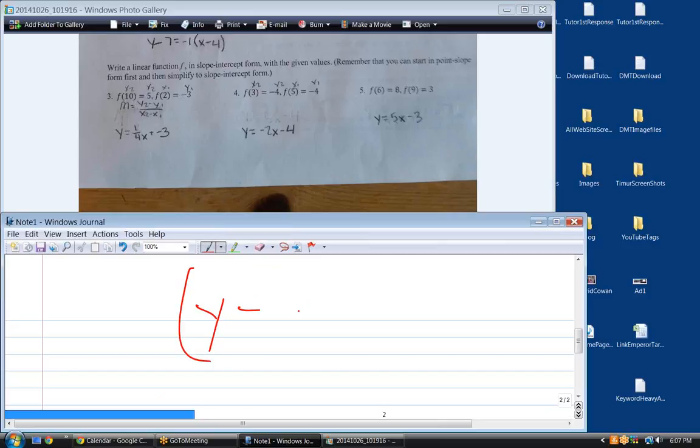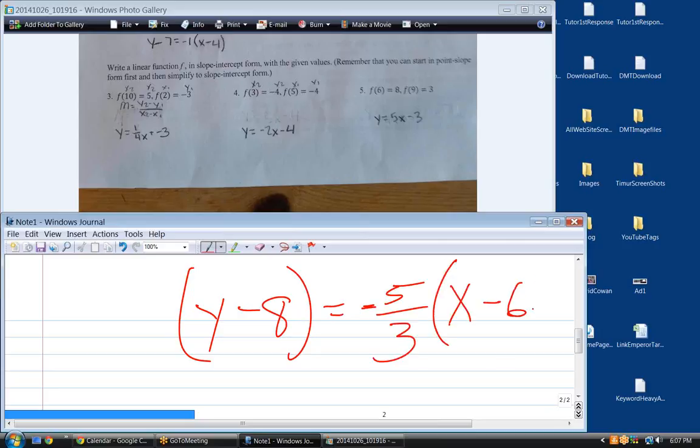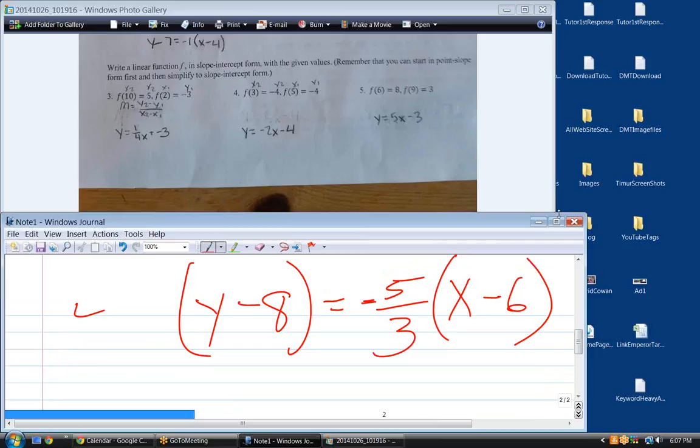How about 6 and 8? So y minus 8 is going to equal the slope, which we found to be minus 5/3 times x minus 6, correct? Yeah. Okay. And they want it in slope intercept form, so we can't give this as an answer, but we can start it in point slope and then simplify. So simplify this for me.